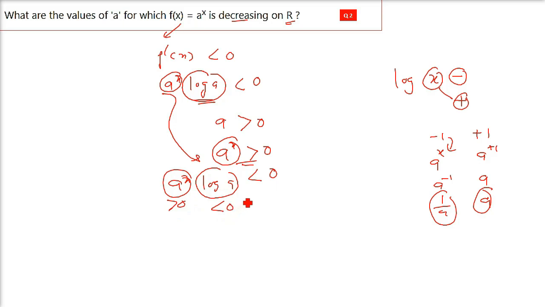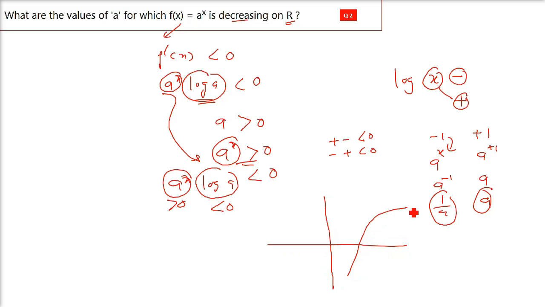That is, log a has to be less than 0. It has to be negative. That is, when you have two values, one has to be positive, one has to be negative, or otherwise less than 0 is not possible. So log a should be less than 0, and log a is less than 0 when?